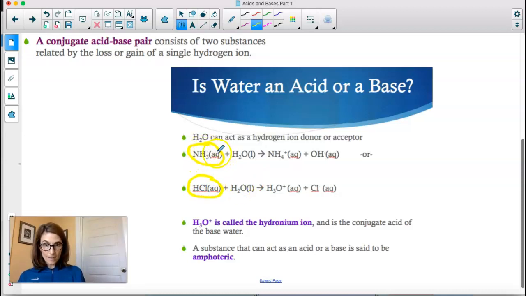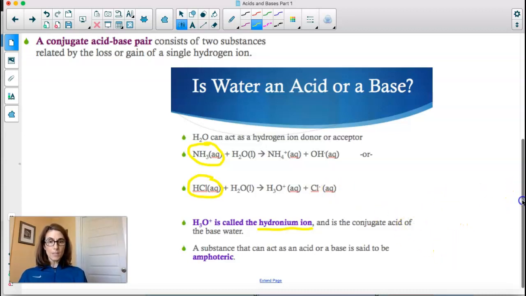So in this case, H2O is acting as our acid, and it donates an H plus to NH3, making it NH4 plus. And in our second reaction here, H2O is acting as our base, and it accepts a hydrogen from HCl, becoming H3O plus. H3O plus has a fancy name, and that is the hydronium ion. So the hydronium ion is the conjugate acid of water when it's acting as a base.